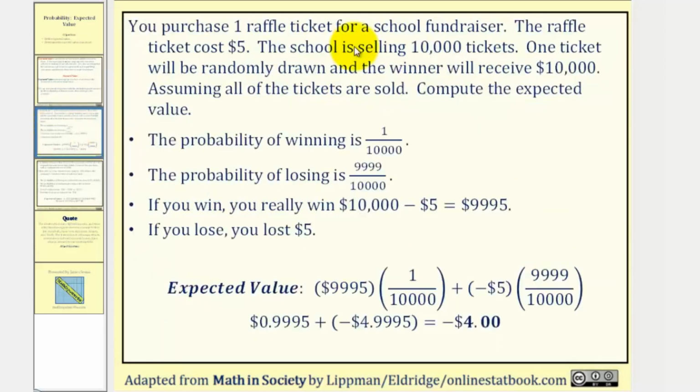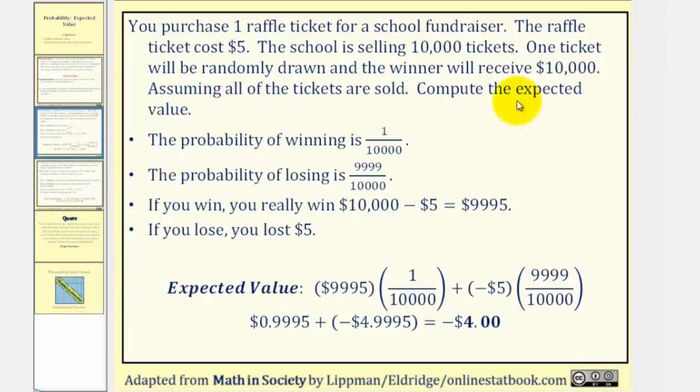You purchase one raffle ticket for a school fundraiser. The raffle ticket costs $5. The school is selling 10,000 tickets. One ticket will be randomly drawn and the winner will receive $10,000. Assume all tickets are sold, compute the expected value.